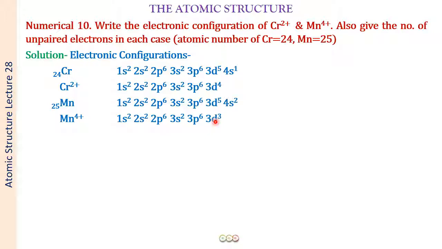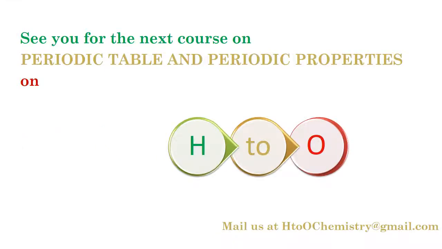And then you have to give the number of unpaired electrons in each case. So you can see the electronic configuration here. We have 3d4, so it is going to be 4 unpaired electrons, and Mn +4 is going to have 3 unpaired electrons. Right? I hope it is clear. So that would be all for this lecture.